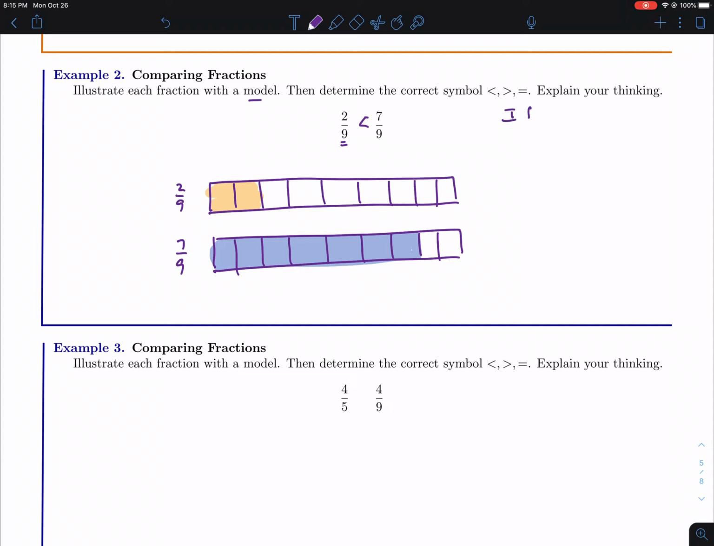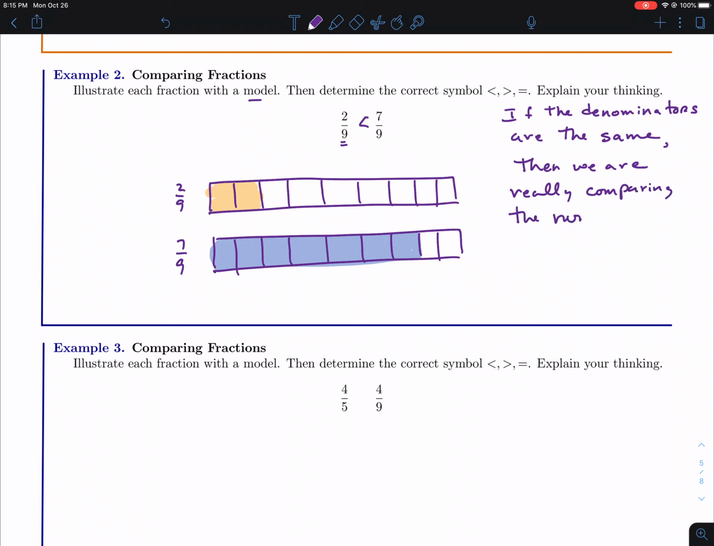So if the denominators are the same, then we are really just comparing the numerators to see what is less than or greater than.